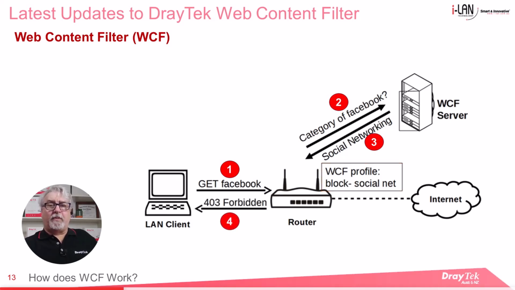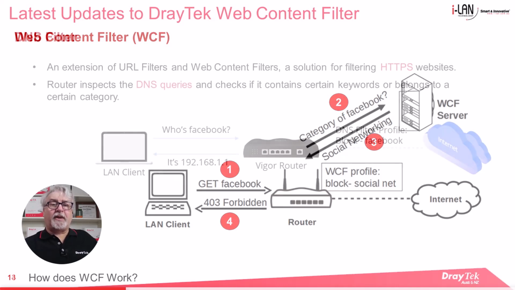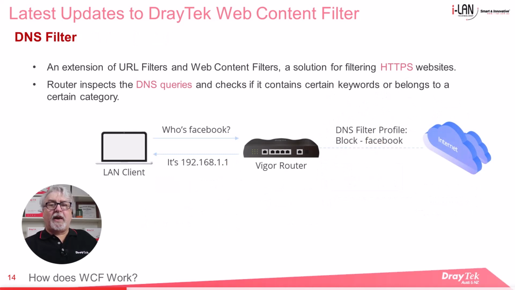Now, where we run into a bit of a hiccup with WCF based on URLs and keywords is with HTTPS websites. HTTPS encrypts the data and makes it difficult for the router to read, which is where the DNS filter comes into play. By tracing the DNS queries sent by the LAN clients, the router can check which websites they're trying to access. I'll show you how to enable that a little later when we go through a configuration example.